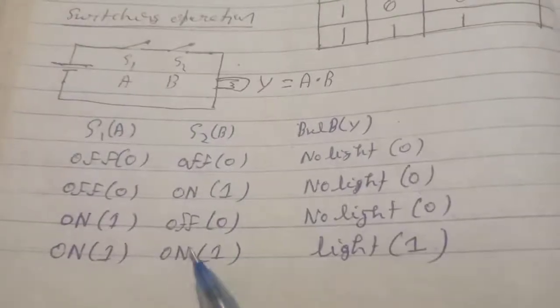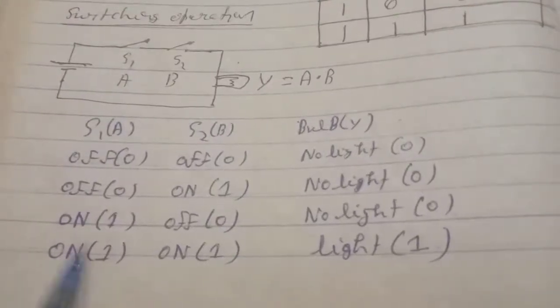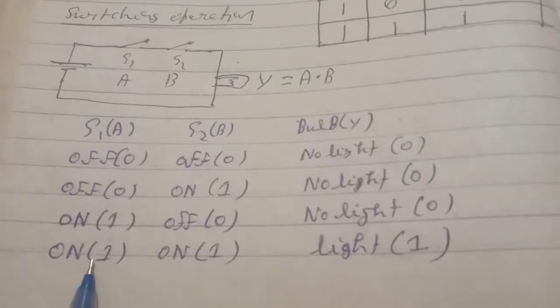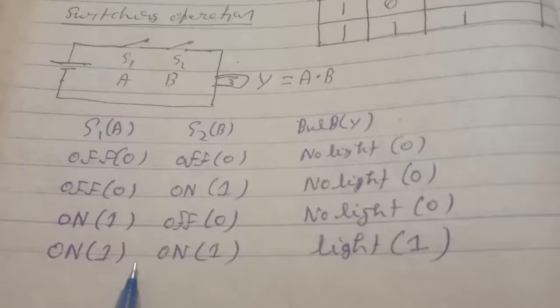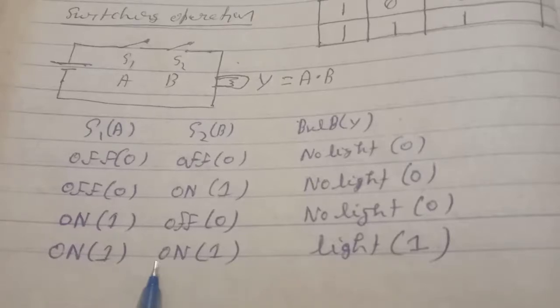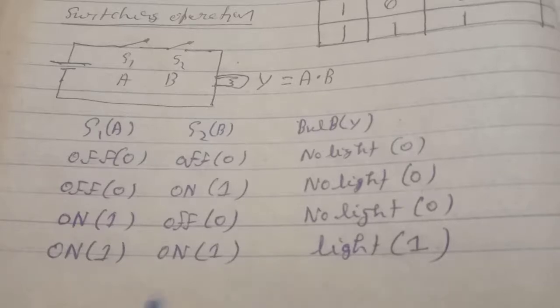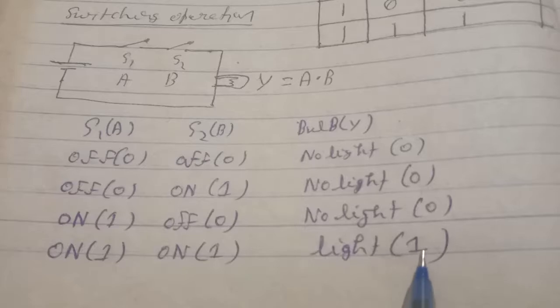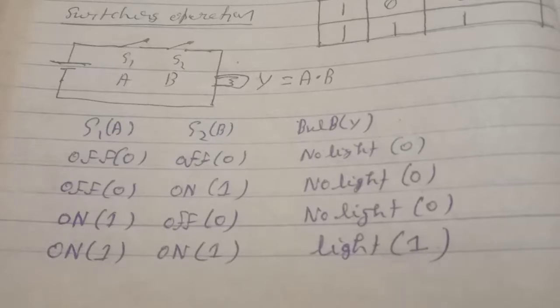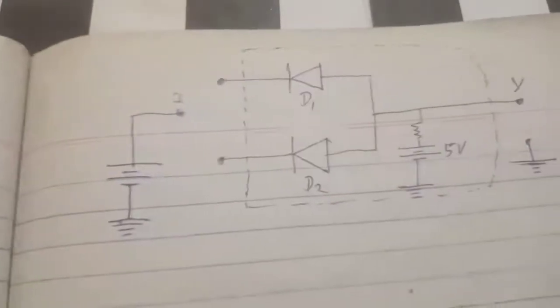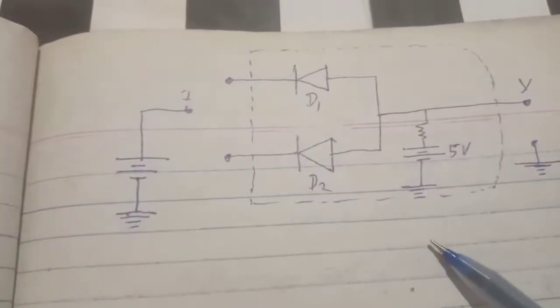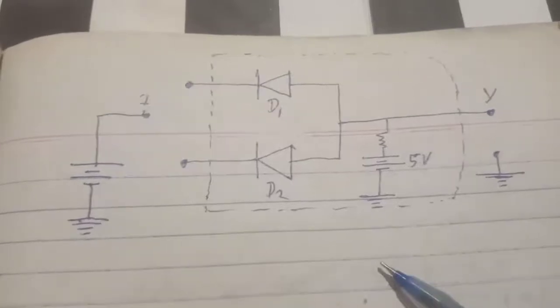Again, when S1 and S2 are both on, that is input A and B both are at high, then we get high as output. That is, when S1 is 1 and S2 is 1, output is also 1, and that is high. Now this is the circuit diagram to represent the AND gate circuit.